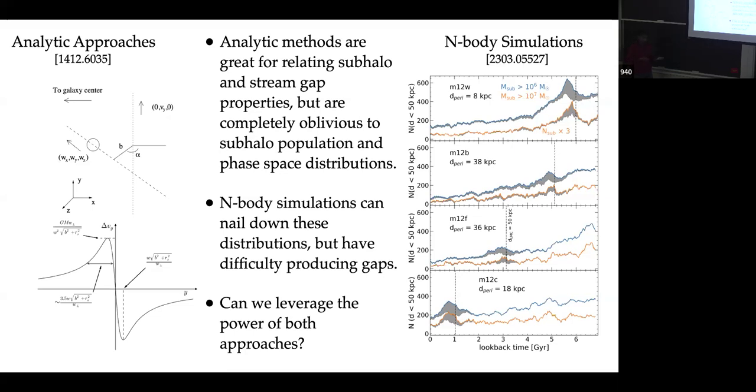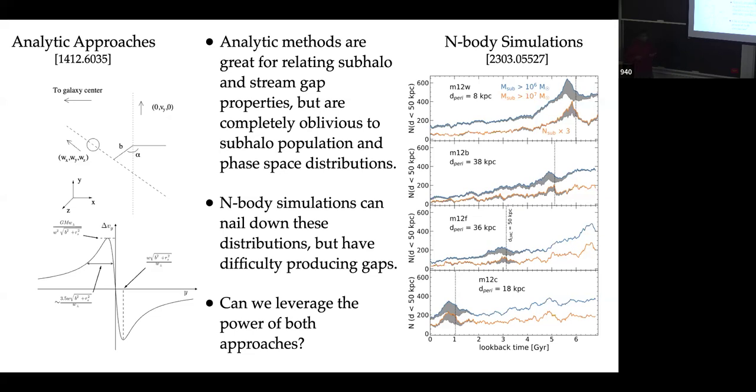In particular, if you do the analytic side of it, you can relate the stream and gap properties to each other, but you basically have no information about populations. You don't know subhalo populations, you don't know the expected impact geometries that you should have, you don't know their phase space distribution and things like that in general.